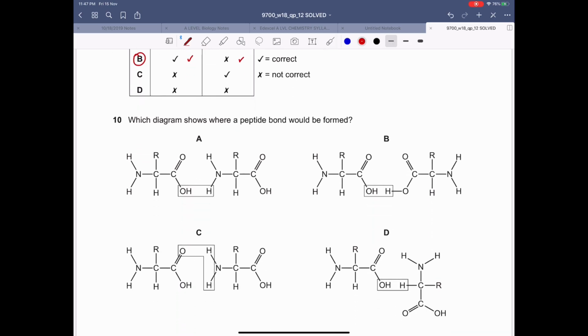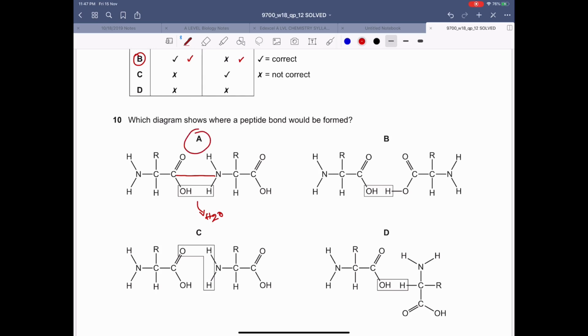Which diagram shows where a peptide bond would be formed? Well, a peptide bond will be formed between CO and NH, and this water molecule will be lost. So I'll go with option A.